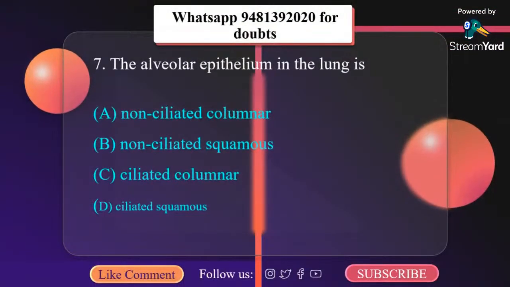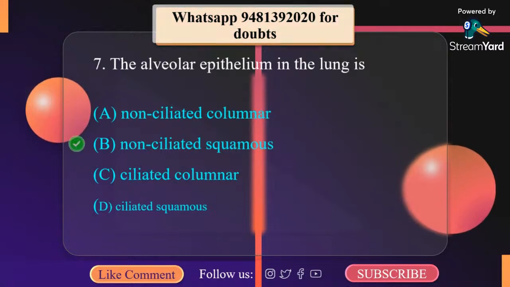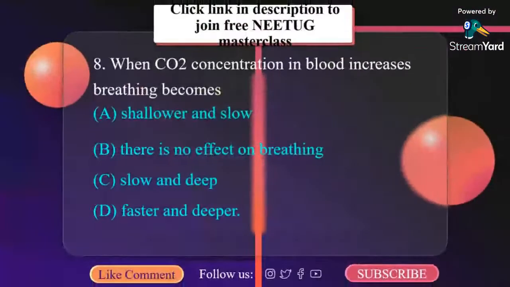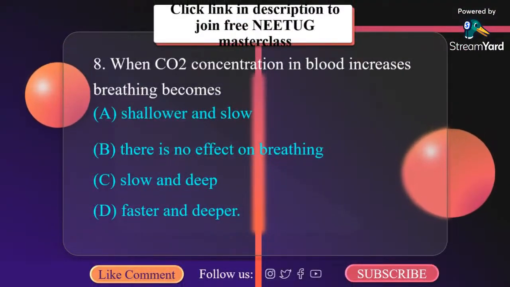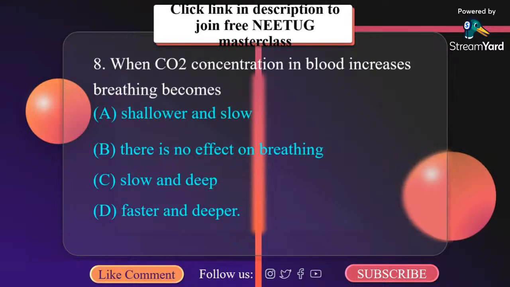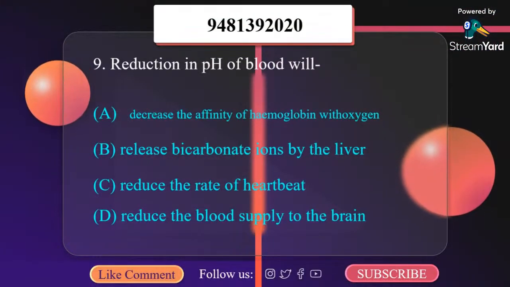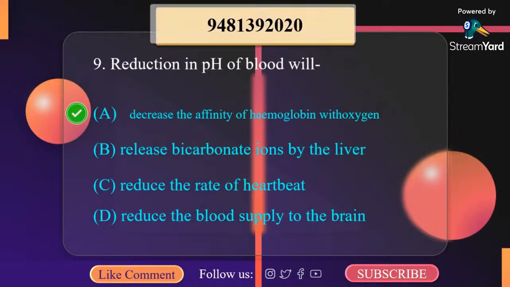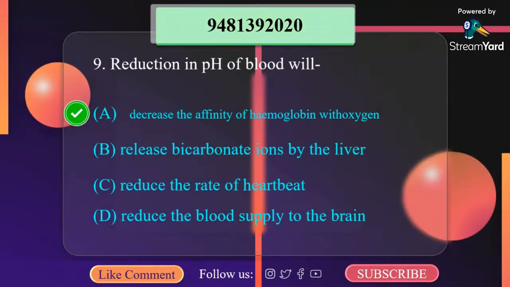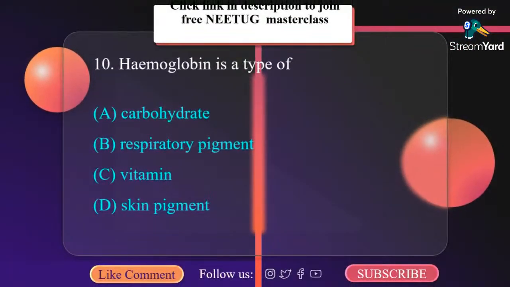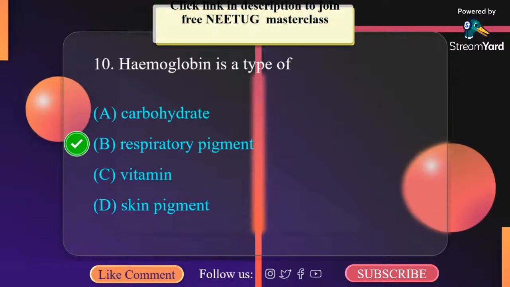The alveolar epithelium in the lungs is non-ciliated squamous. When carbon dioxide in blood increases, breathing becomes faster and deeper. Reduction in pH of blood will decrease the affinity of hemoglobin with oxygen. Hemoglobin is a type of respiratory pigment.